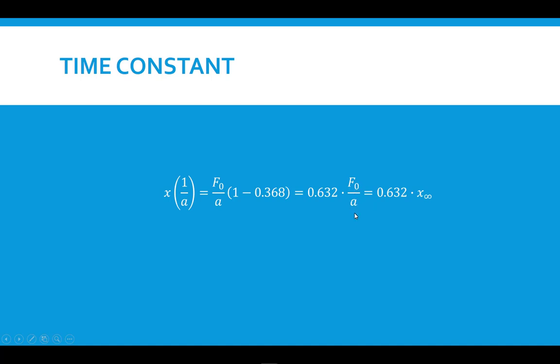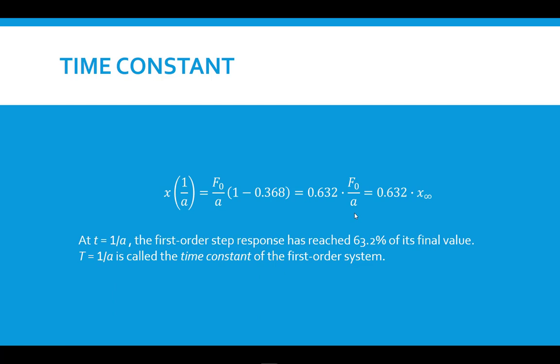So let's see, I think I have some slides that explain this. At t equal to 1 over a, the first order step response has gone from 0 up to 63.2% of its final value. And we call this 1 over a the time constant. And it's a measure of how fast the system is. How long does it take the system to get to this 63.2% of its final value?